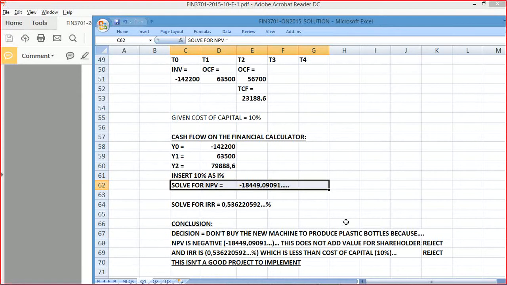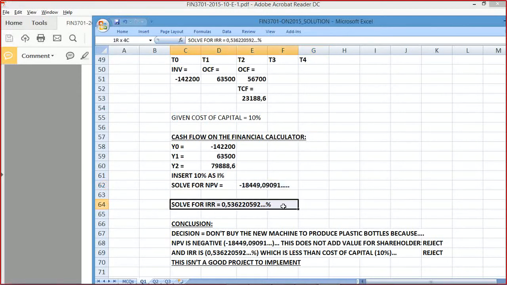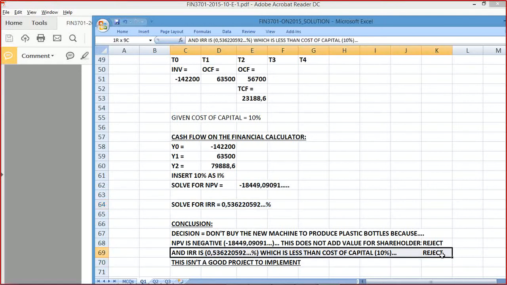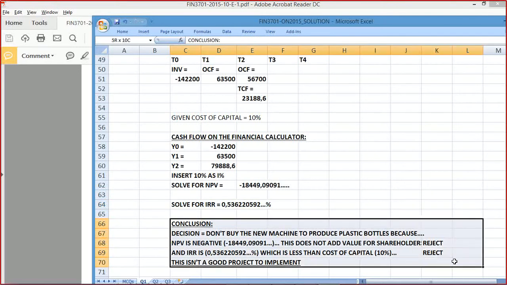Good. So you wouldn't accept the project? No, you wouldn't, because the IRR is less than the cost of capital, 10%. On both accounts: your NPV is negative, so you won't accept it, and the IRR is also less than the cost of capital. So you would reject. Okay, cool.